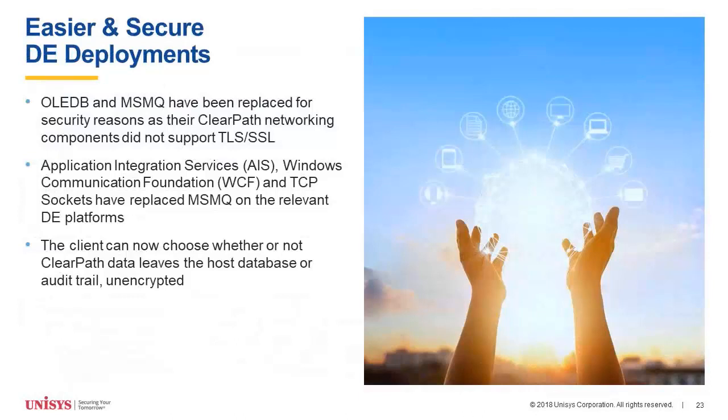We replaced these components with AIS. AIS we're using for the intercomponent networking with the ClearPath hosts. AIS provides the TLS features that we required. The client can now choose whether or not ClearPath data leaves the host database or the audit trails unencrypted.